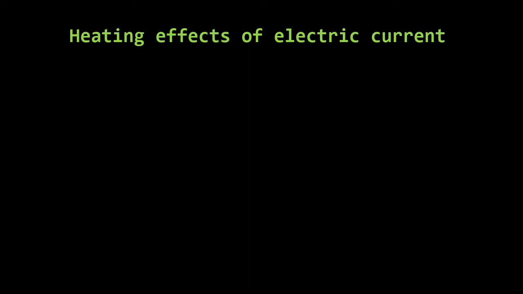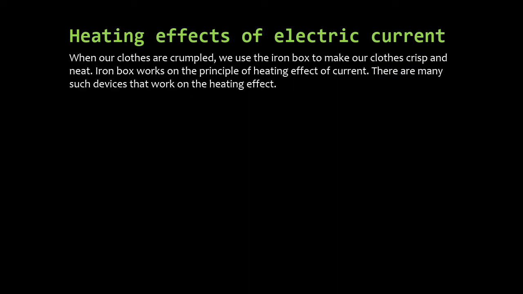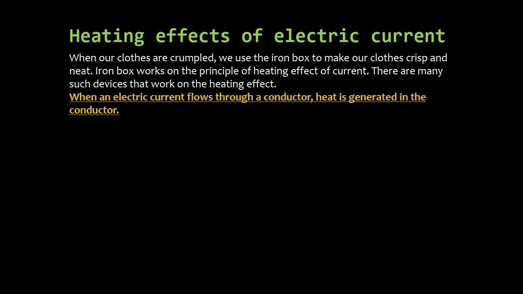Heating effects of electric current. When our clothes are crumpled, we use the iron box to make our clothes crisp and neat. Iron box works on the principle of heating effect of current. There are many such devices that work on the heating effect. When an electric current flows through a conductor, heat is generated in the conductor. The heating effect is given by the following equation.